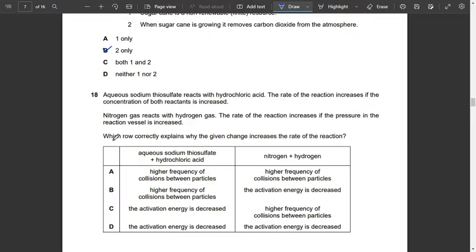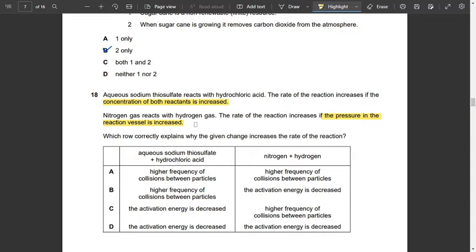So over here, if you see aqueous sodium thiosulfate and hydrochloric acid, they're going to have a higher frequency of collisions between particles. And since it's a longer question, let me highlight a few important points. Over here, a reaction is taking place, and the rate of reaction increases if the concentration of both reactants is increased. Nitrogen gas reacts with hydrogen gas. The rate of reaction increases if the pressure in the reaction vessel is increased.